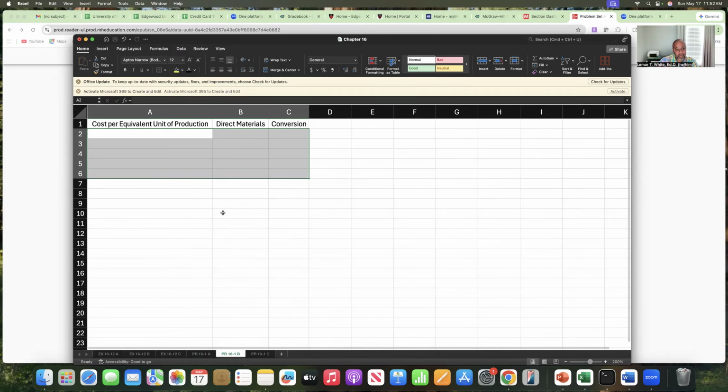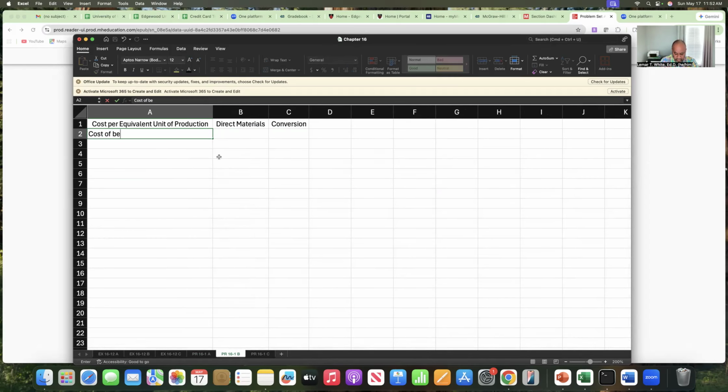In part B now, I want to calculate my cost per equivalent unit of production. So now I'm going to start with my cost of beginning work in process. For direct materials, it tells me it's 420. And for my conversion, it tells me it's 139.